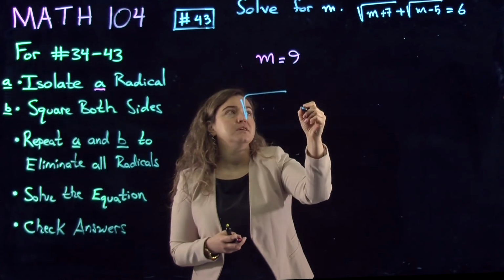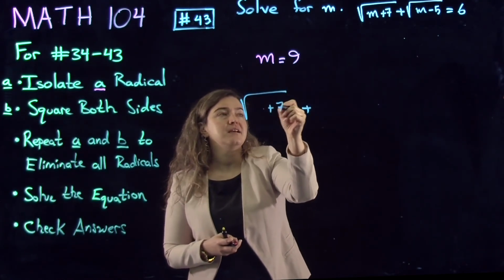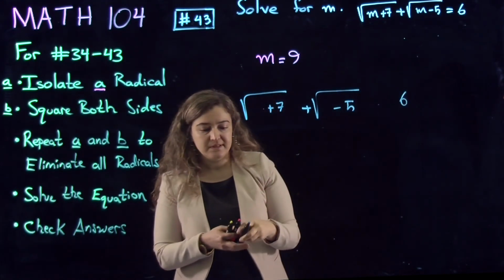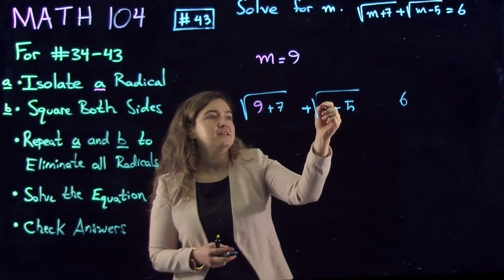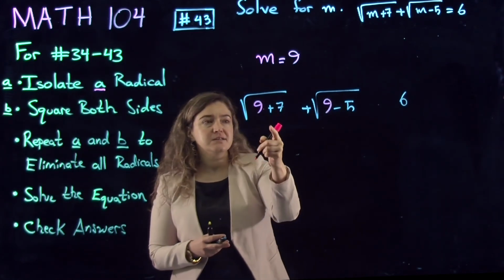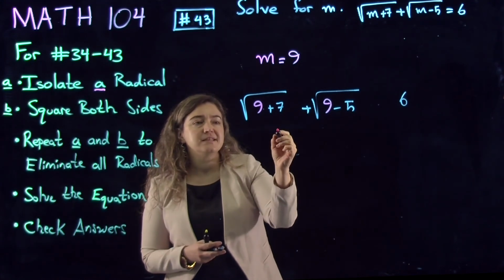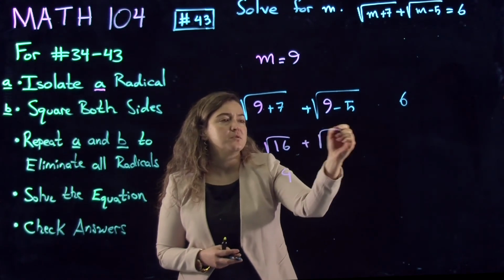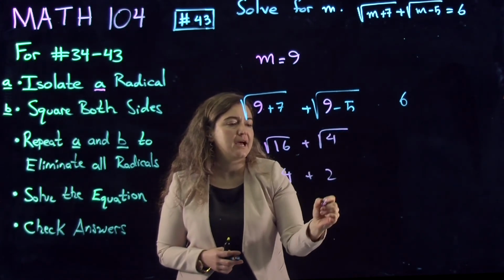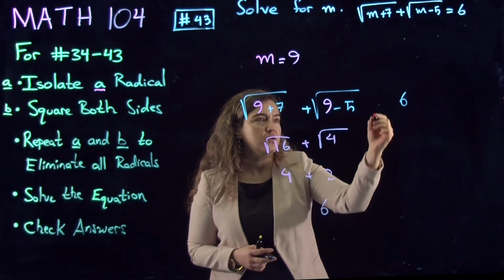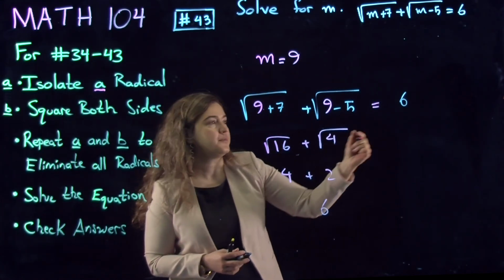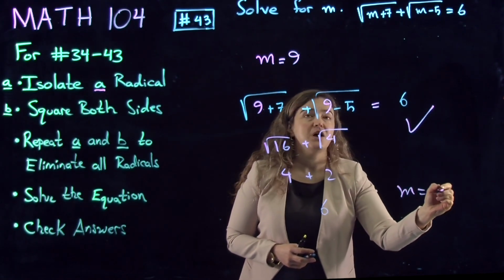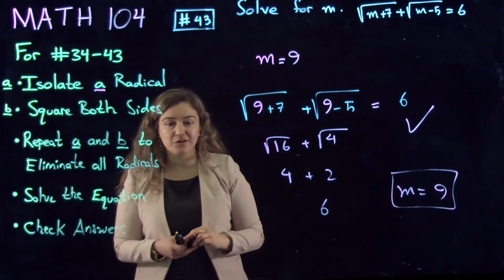So square root of m plus 7, square root of m minus 5, and is it equal to 6 or not? And I'm plugging in 9 and 9. This one is going to be square root of 16, which is 4, and this one is going to be square root of 4, which is 2. They add up to 6, and therefore these two are equal. And it checks out, and therefore m equal to 9 is an answer that you can enter into your gateway.